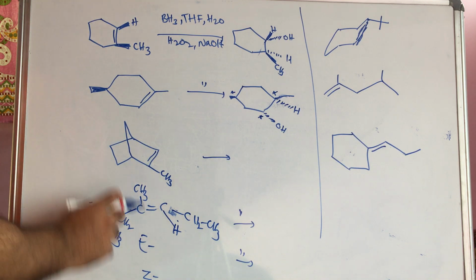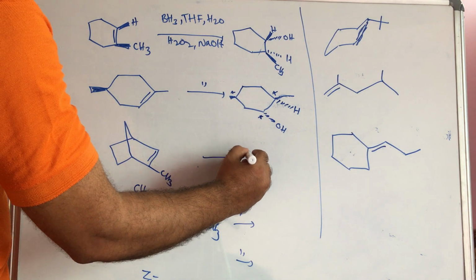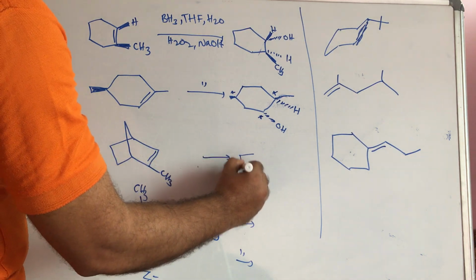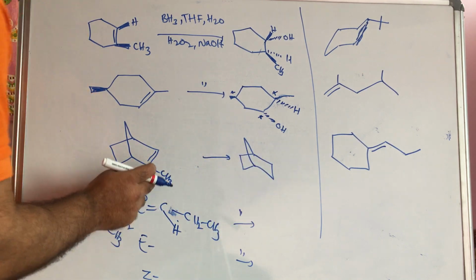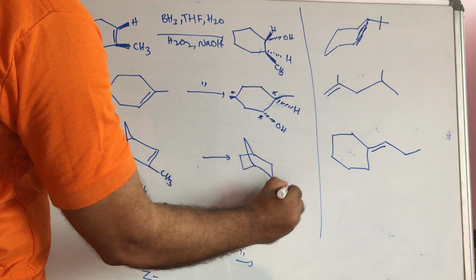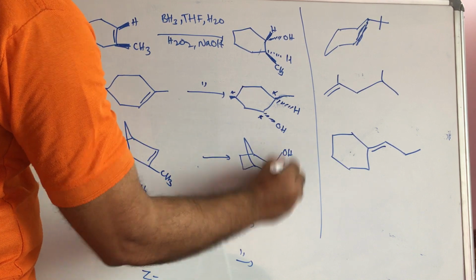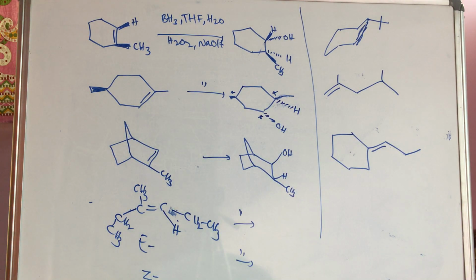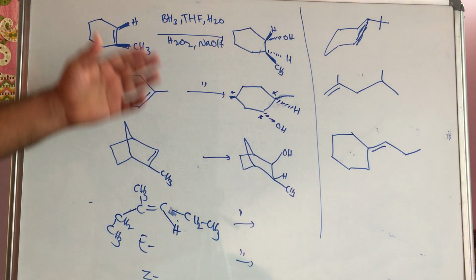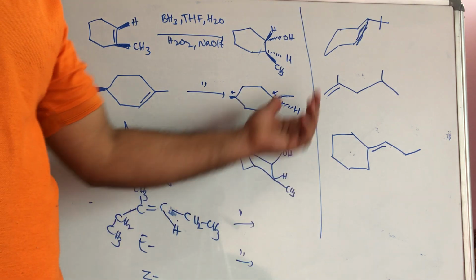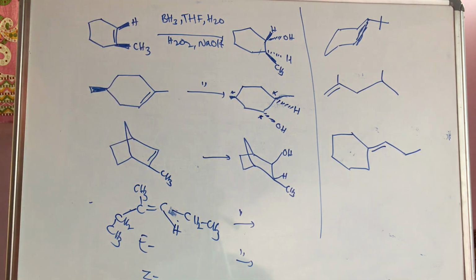Next, for this one, I already told you that in a cyclic compound it will be the exo product. So in the bicyclic compound this is, then here the methyl group is there. Then this will be the OH outside, the exo product. The remaining examples you have to do on your own. If you understand well, then automatically you will do these examples also. So this is about hydroboration oxidation.